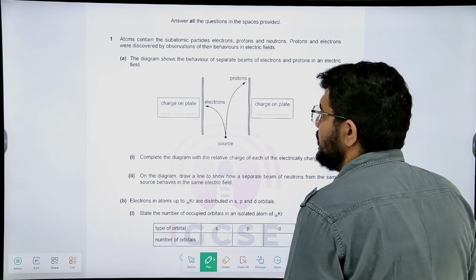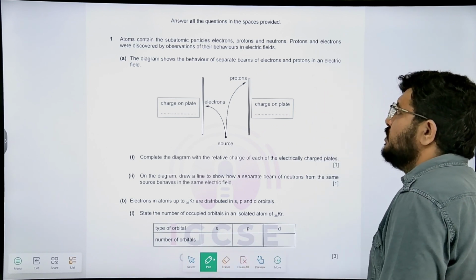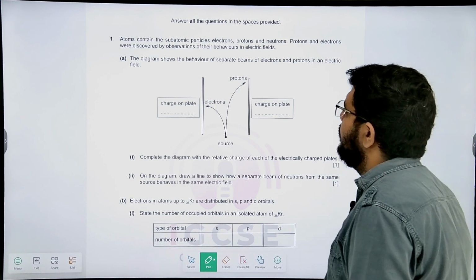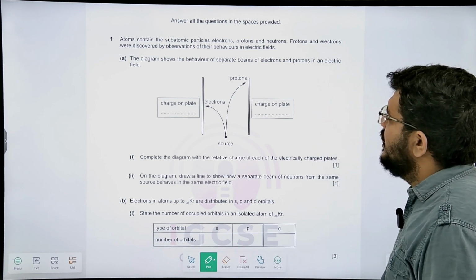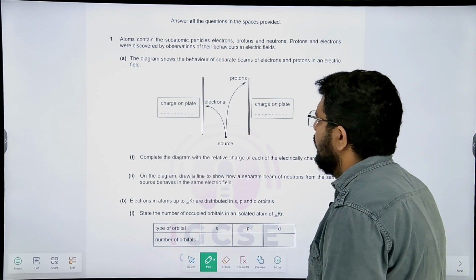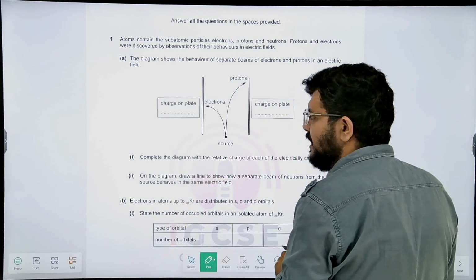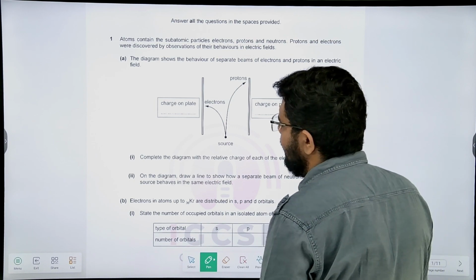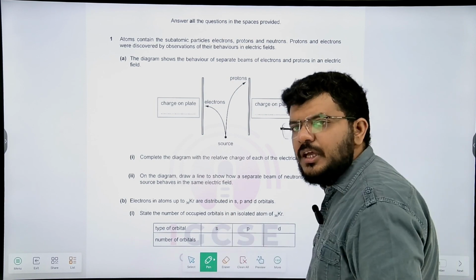So the first question says atoms contain subatomic particles: electrons, protons and neutrons. Protons and electrons were discovered by observation of their behavior in electric fields. The diagram shows the behavior of separate beams of electrons and protons in an electric field. Protons are positively charged, so the charge on the plate should be negative for them to go on the negative plate. And electrons are negatively charged, so the charge on the plate should be positive.